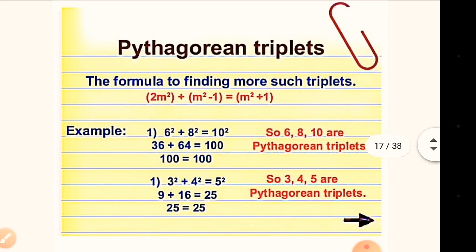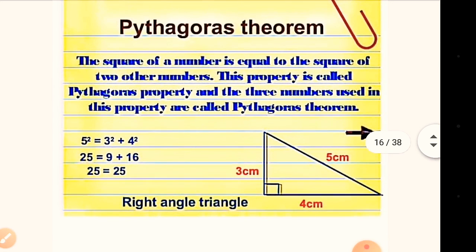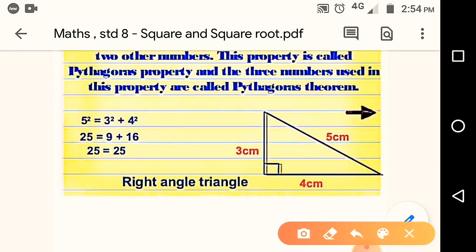Now we can find such triplets of a triangle. This is the formula for finding them: first is 2m, then m square minus 1, and then m square plus 1. So this is the formula for finding a Pythagorean triplet. This is one triplet, 3, 4 and 5. Since there are 3 numbers, they are called triplets. So 3 square plus 4 square is equal to 5 square.